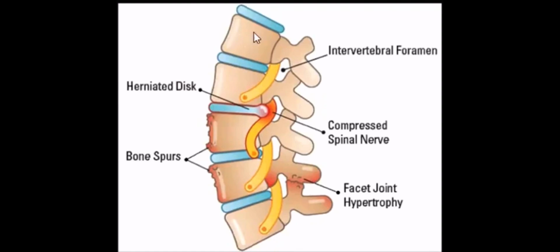What you're looking at here is the spine from the side. These are the bones. The blue is the disc. And these are the nerves. So as I do these tests, I'm pressing down on this area here, which can put pressure on the nerves and cause pain.